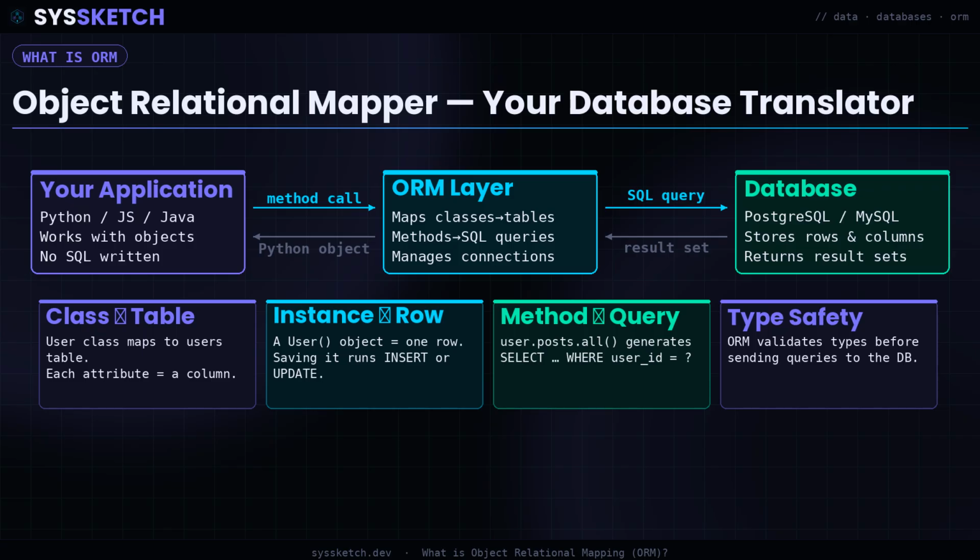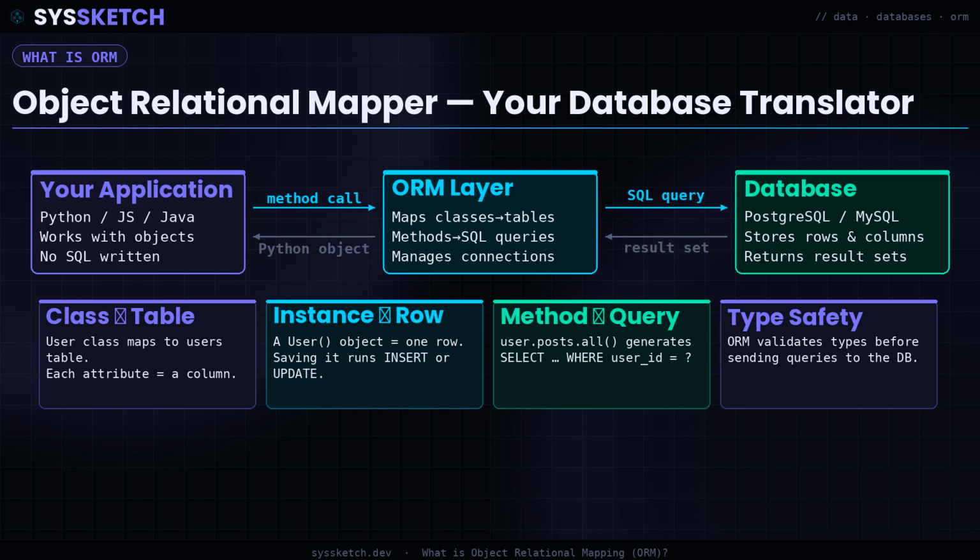Object-relational mapper, or ORM, is a library that bridges this gap. It maps your classes to database tables, your class instances to rows, and your method calls to SQL queries. Instead of writing SQL yourself, you work with normal objects, and the ORM generates the right SQL behind the scenes. The core idea is, define your data model once in code, and the ORM handles both storing and retrieving it from the database. The three main layers are your application, the ORM in the middle, and the database on the right.